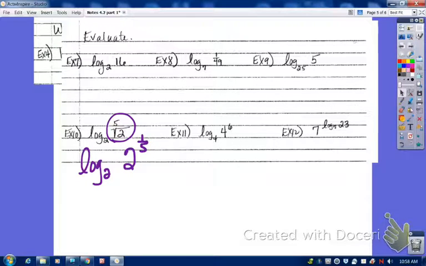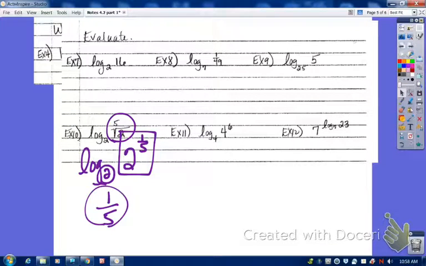If you want to write the square root as an exponent, the exponent's 1/2. If you want to write the cube root of something as an exponent, it's 1/3. If you want to write the 4th root of something, the exponent is 1/4. So now this problem says 2, the base, 2 to what power is equal to 2 to the 1/5? And the answer is 1/5.